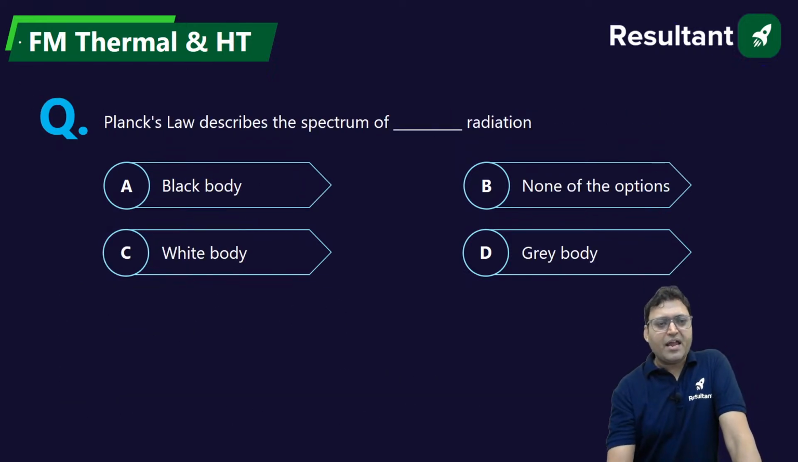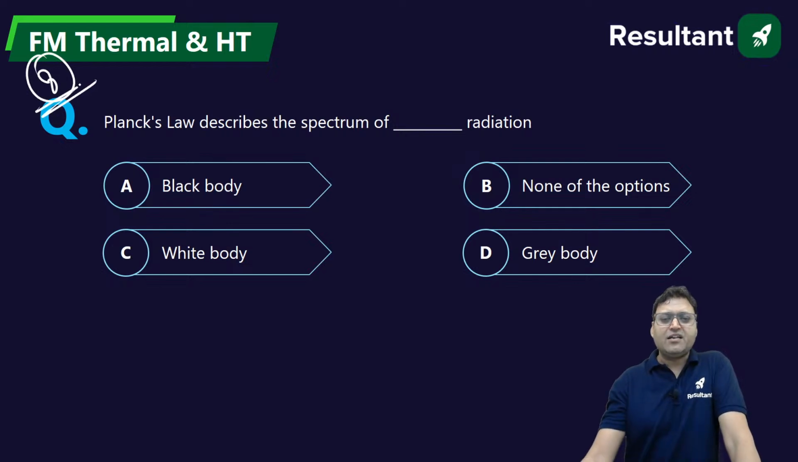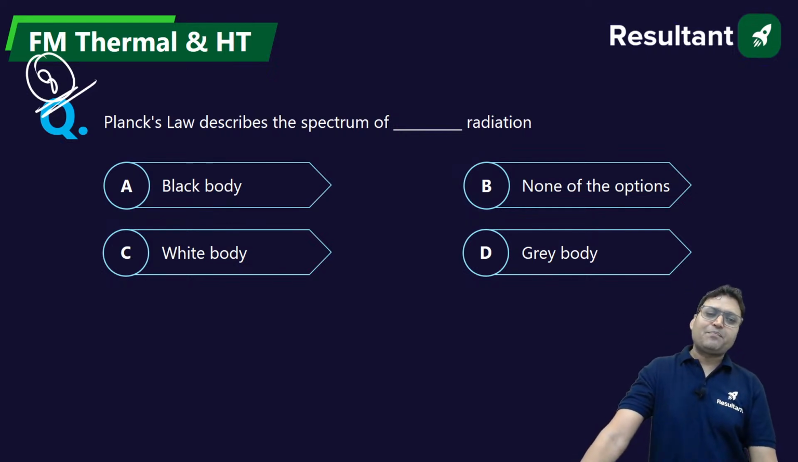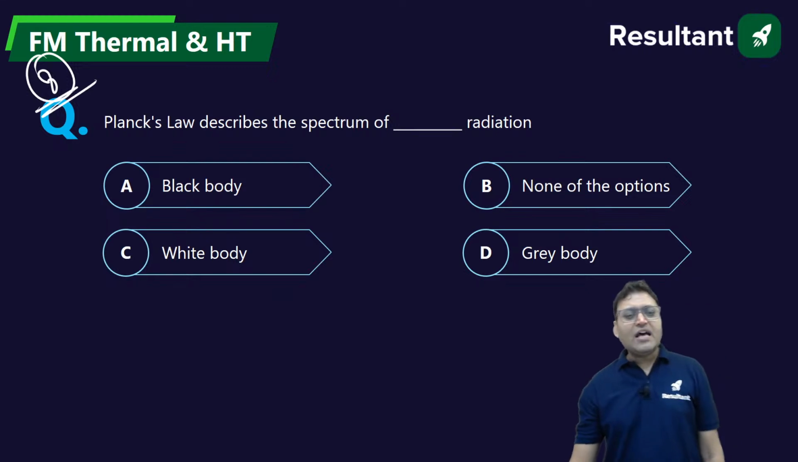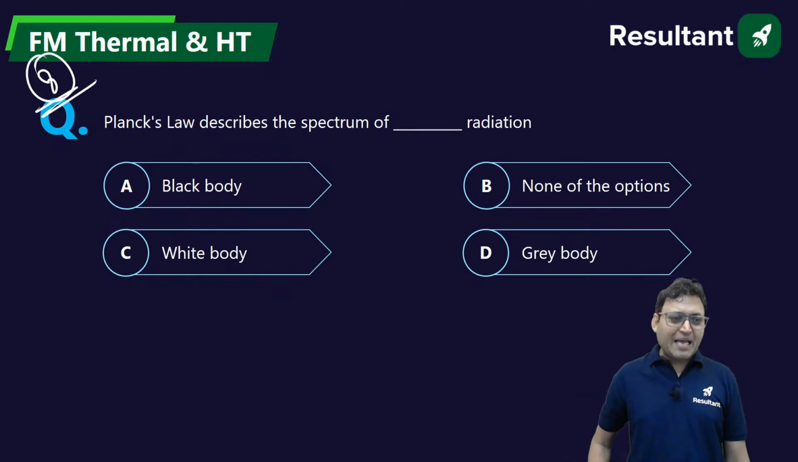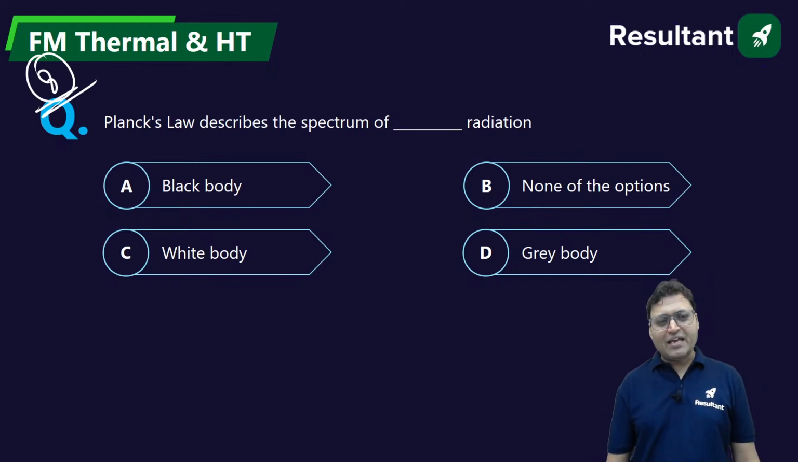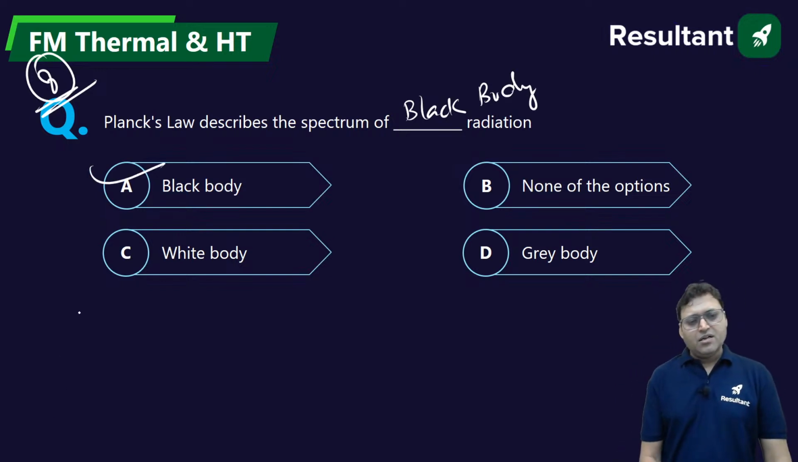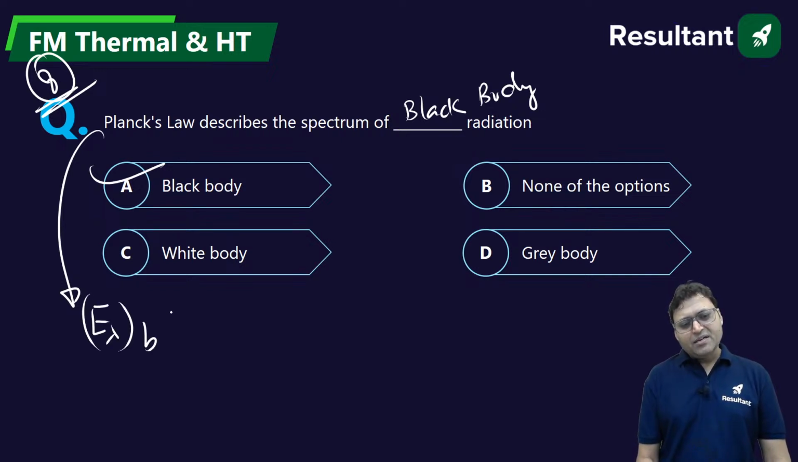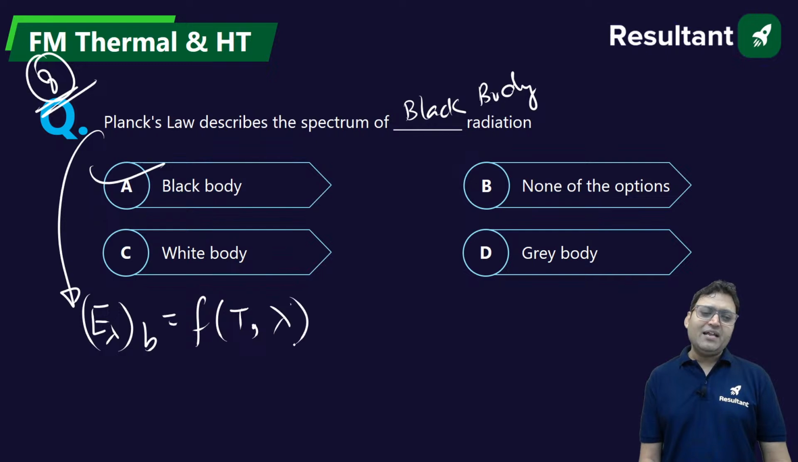Again, question number 8 from the radiation mode of heat transfer. Planck's law describes the spectrum of radiation. All the laws except Kirchhoff's law of radiation are valid for the black body. So Planck's law describes the spectrum of black body radiation, isn't it? According to Planck's distribution law, E lambda b, the monochromatic emissive power of a black body, is a function of temperature and wavelength.